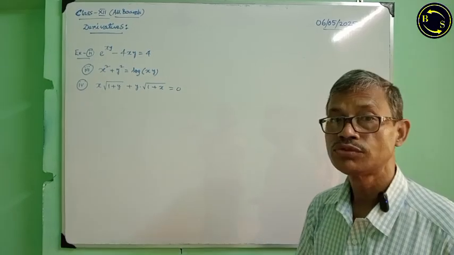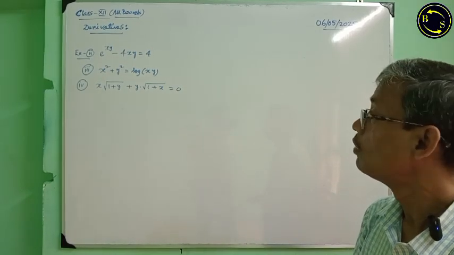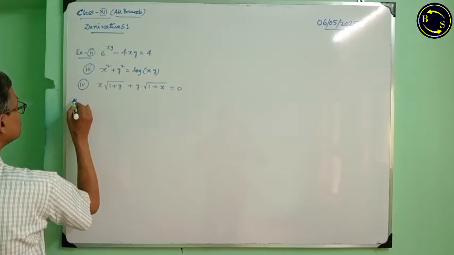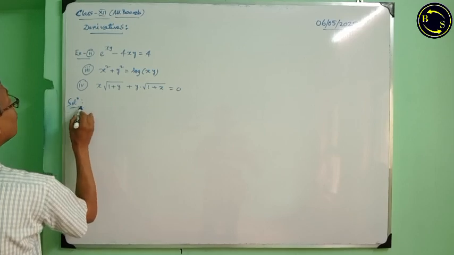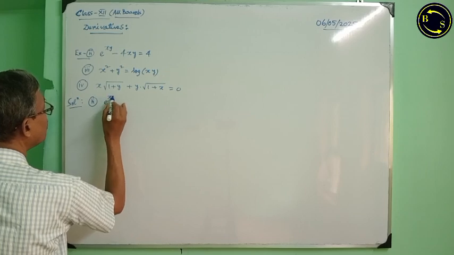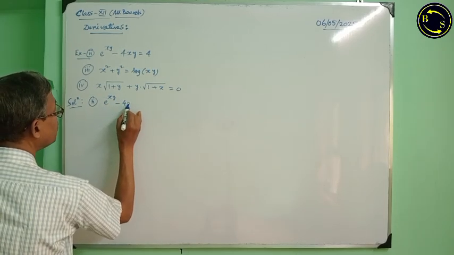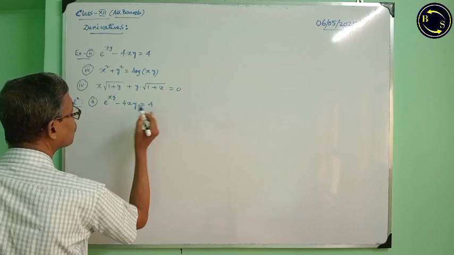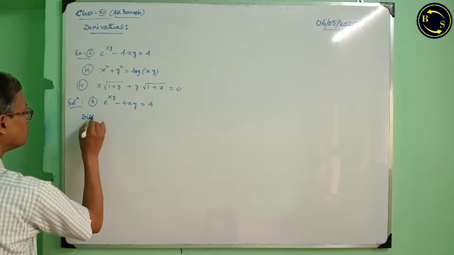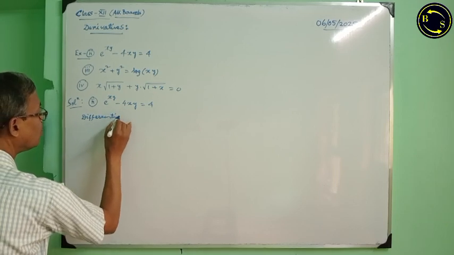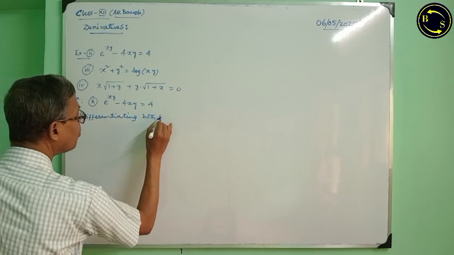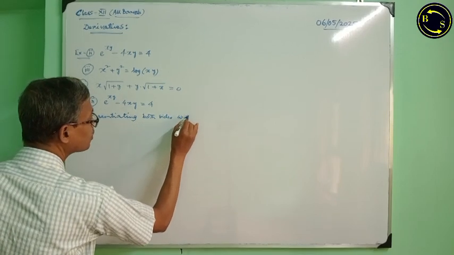Next I have taken 3 sums. I shall work out one by one. First of all, first you write down the given equation. Differentiating both sides with respect to x.